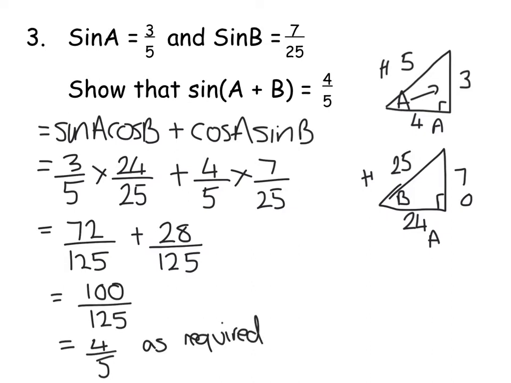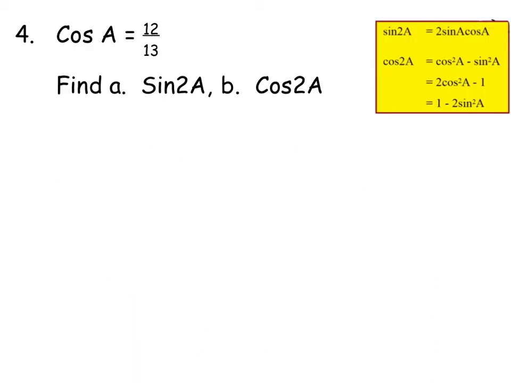So the minute you see this sine A and sine B, you want to draw some triangles, and that'll allow you to get cos A, cos B, tan A, tan B if they ask for any of them. Okay, so it all comes back to your wee triangles.